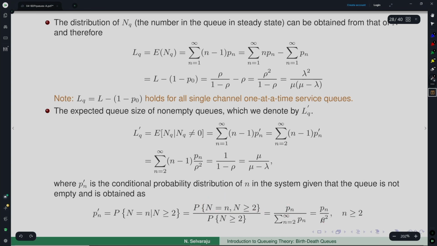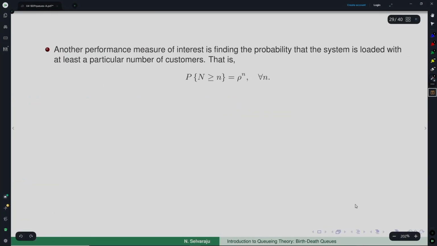So, Pn by rho square is what these probabilities are. If you are interested in this kind of probabilities, then this is the distribution, right. Now, one can talk about its mean. That is basically the quantity here, and what we obtain is 1 by 1 minus rho, the expected queue size of non-empty queues. But if you want the distribution itself, then this is what is given by Pn dash, right. So, this is a truncated geometric distribution, truncated from the point 2, excluding the points 0 and 1, right. So, this is one quantity of interest.